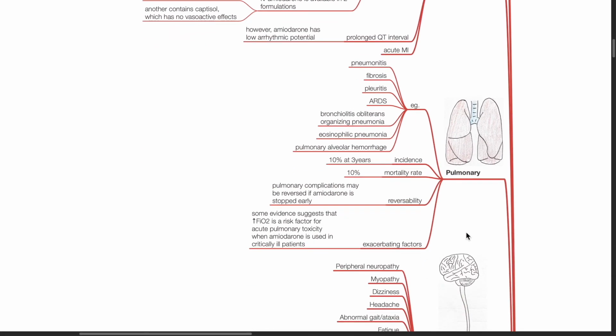Pulmonary adverse effects include pneumonitis, fibrosis, pleuritis, ARDS, bronchiolitis obliterans organizing pneumonia, eosinophilic pneumonia, and pulmonary alveolar hemorrhage. Incidence is 10% at 3 years. Mortality rate is 10%. Pulmonary complications may be reversed if amiodarone is stopped early. Exacerbating factors include increased FiO2.